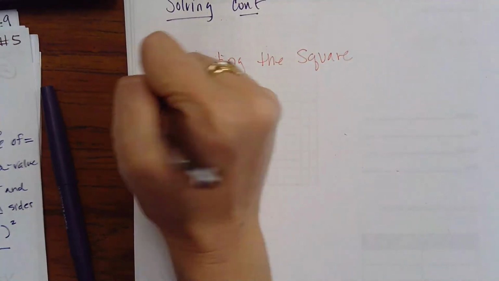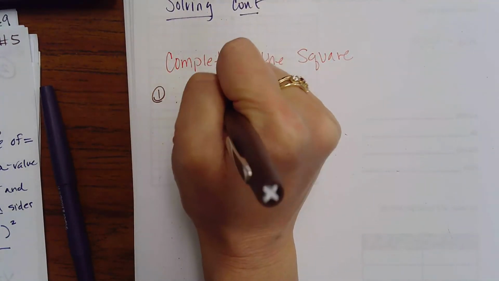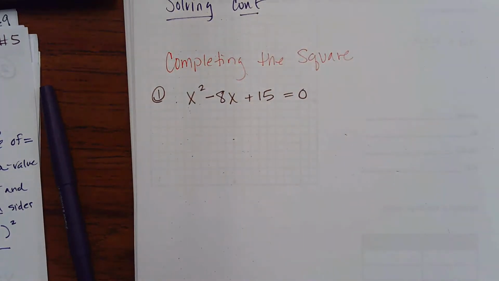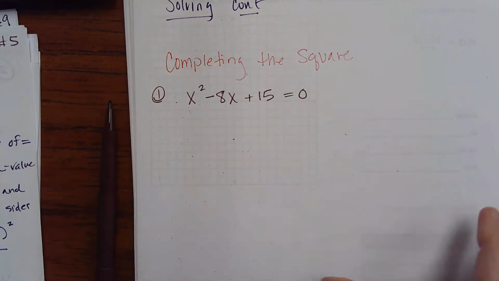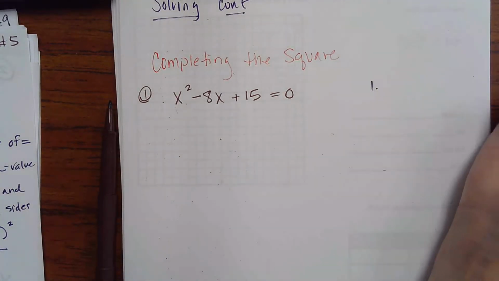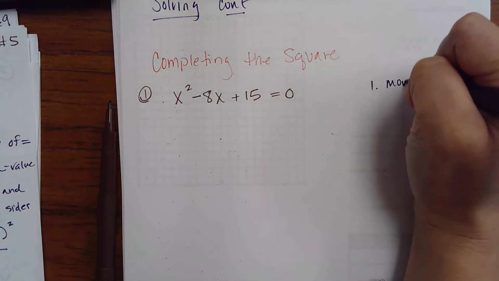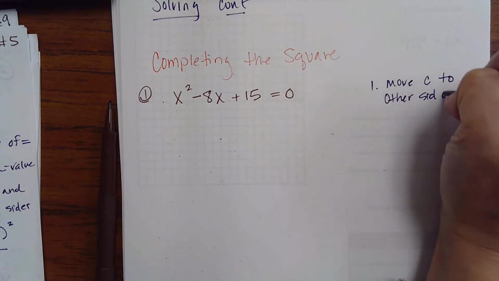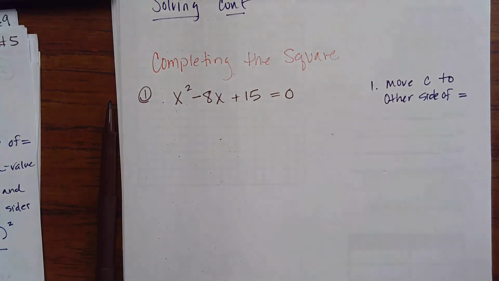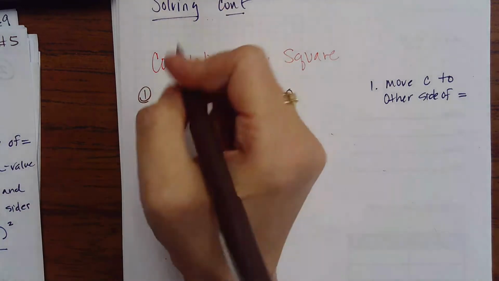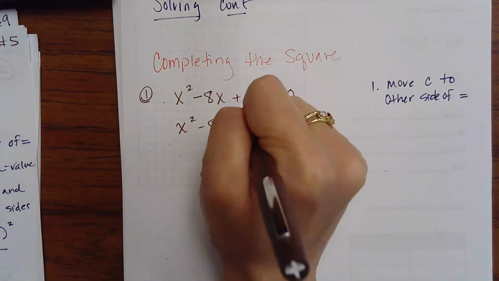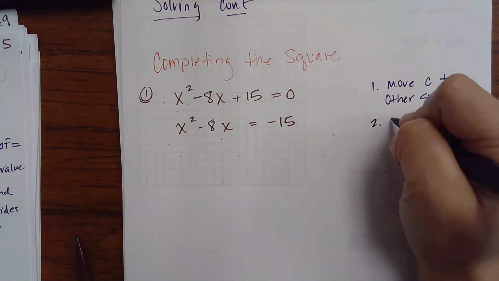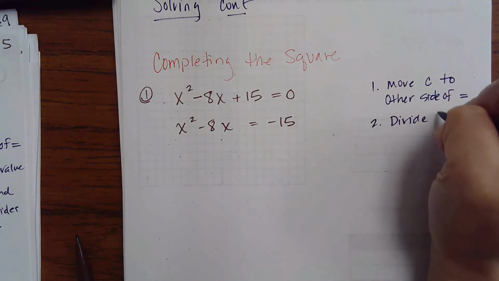So the first example I'm going to give you is something relatively basic. What I mean by that is your a term, the number in front of x squared, is going to be 1. And then I'm going to show you how to do that when the a term is not 1. All right, so if you remember the steps, and if you need to write these down, go ahead. First step is to move c to the other side of the equal sign. So in our scenario here, we're going to go x squared minus 8x, and I'm going to subtract 15 from both sides.